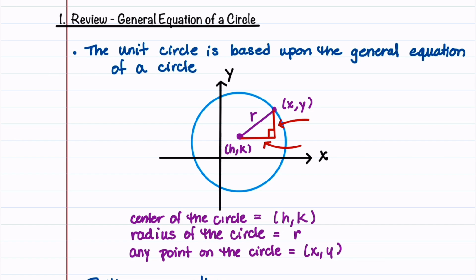If we form a right triangle between the center of the circle and a point on the circle, we see that the length of the bottom leg of the triangle is equal to x minus h. This is the difference between the x values. The length of the side leg of the triangle is equal to y minus k, and that is the difference between the y values.